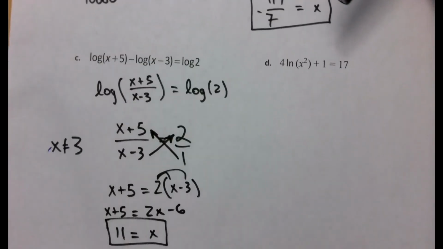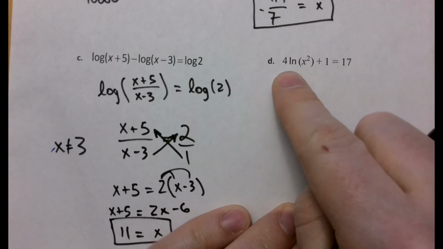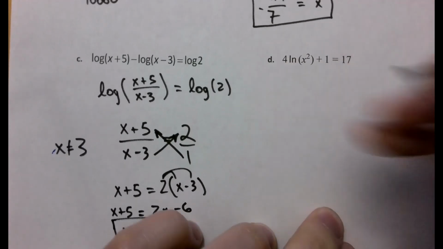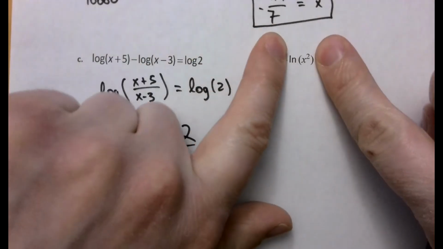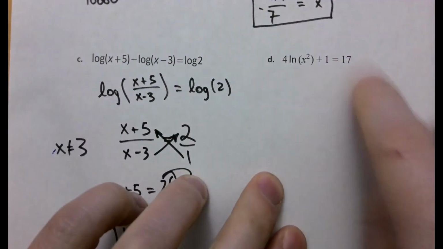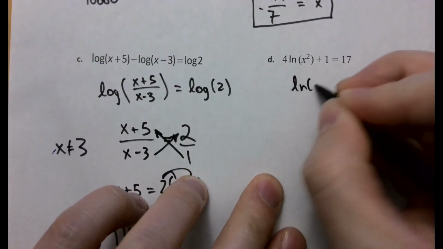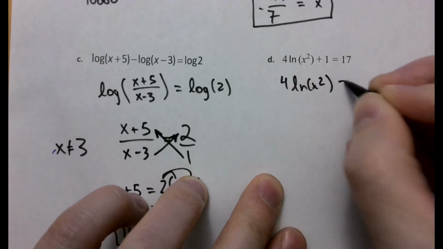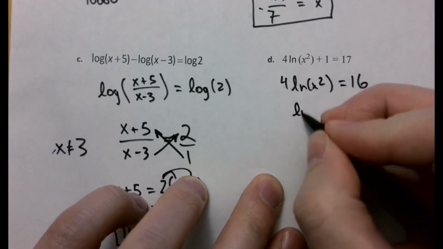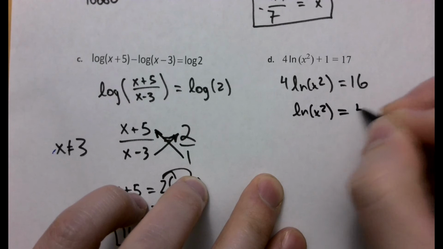Okay, last one is just a reminder of what ln stands for. It's a very common notation. So let's get this natural log by itself. We're going to subtract 1, divide by 4. We'll do these step by step. Subtracting 1 gives us 16. Dividing both sides by 4 gets us 4.